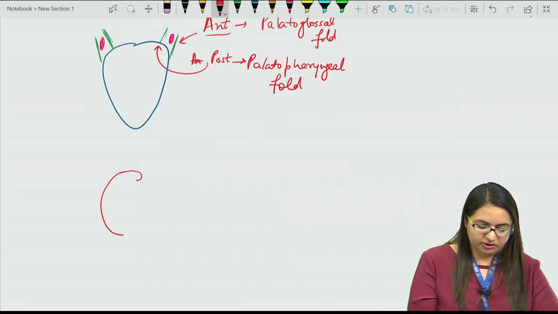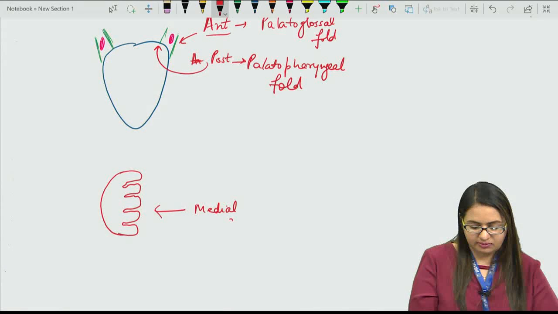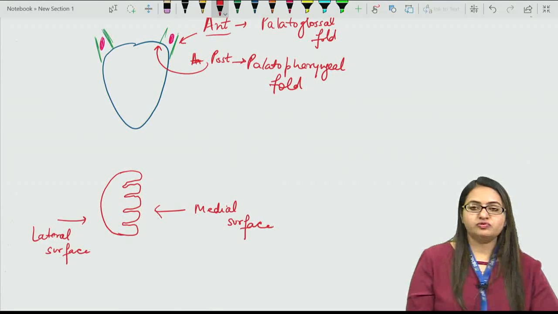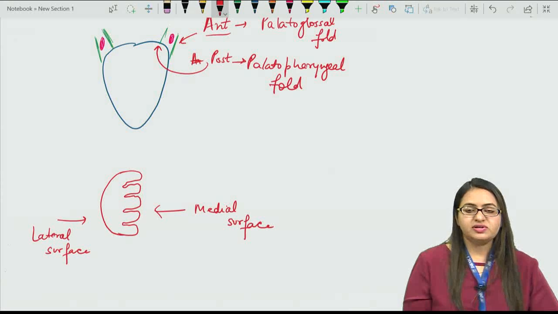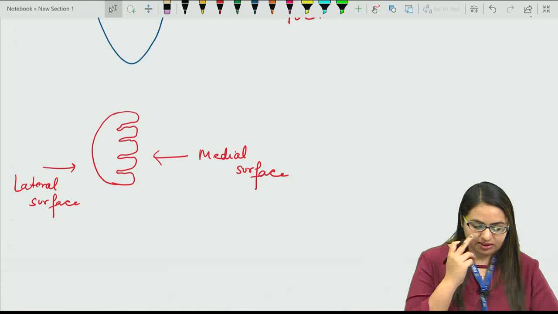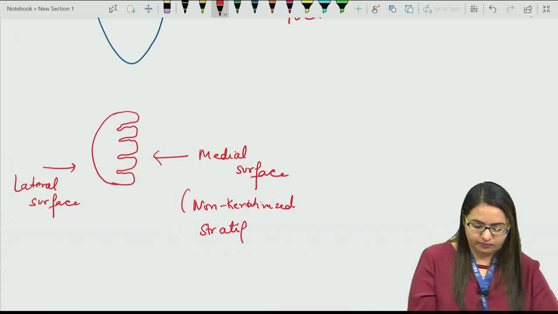The lateral view of the tonsils is in this manner. This is the medial aspect, the medial surface, and towards here is the lateral. The medial surface over here is facing towards the oral cavity, and it is being covered by an epithelium. The epithelium is non-keratinized stratified squamous epithelium.